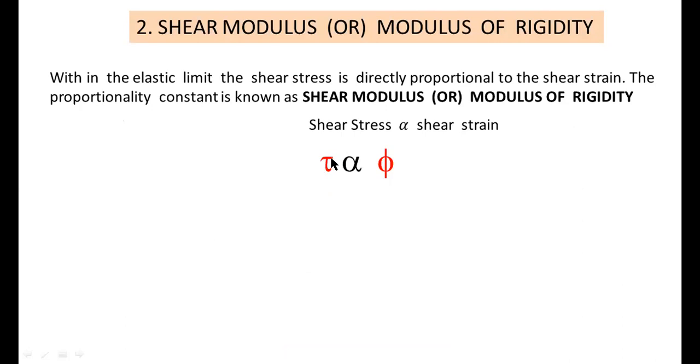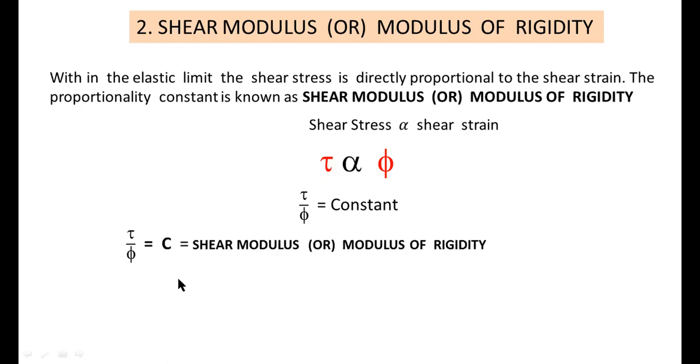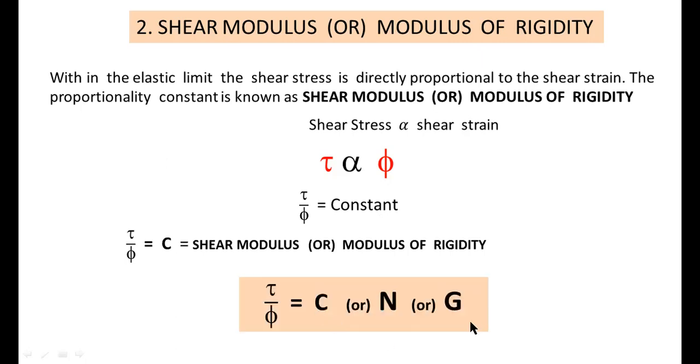Here tau is the symbol for shear stress and phi is the symbol for shear strain. This is the proportionality constant, called shear modulus or modulus of rigidity. It is denoted by the symbol capital C, capital M, or capital G. These three are the symbols for shear modulus. The units are the same as stress, because it is a ratio of stress by strain. Strain has no units, so the units for the modulus of elasticity are the same as stress.